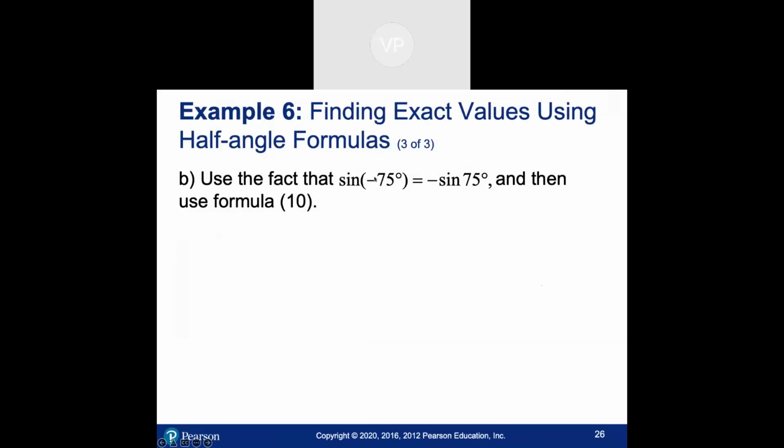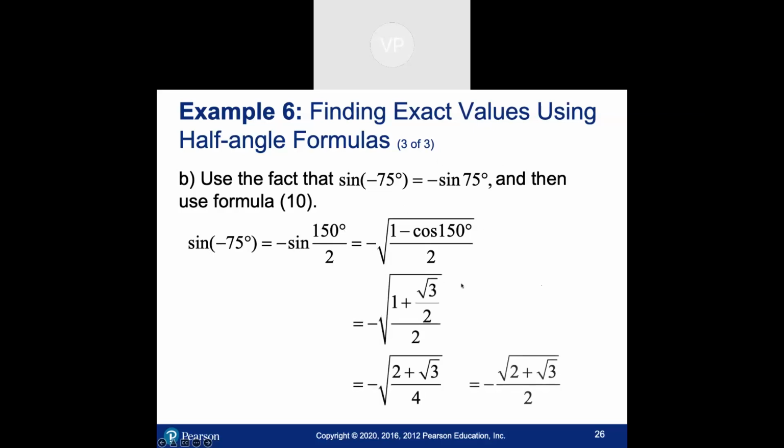Remember that one time that if you have a negative angle, you can pull it out front for sine, only for sine. So that's what we're looking for. The question was find the sine of negative 75 degrees. Well, I can call that the same as negative sine of 150 over 2. Then you plug it into the formula, and you're going to see it's the same thing, but a negative out in front. Okay, that's all it was.